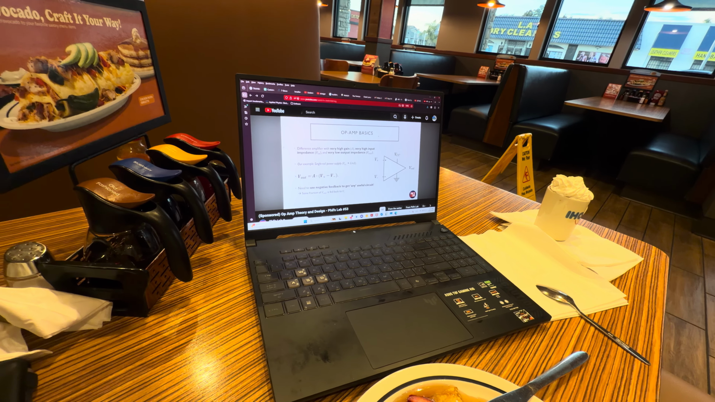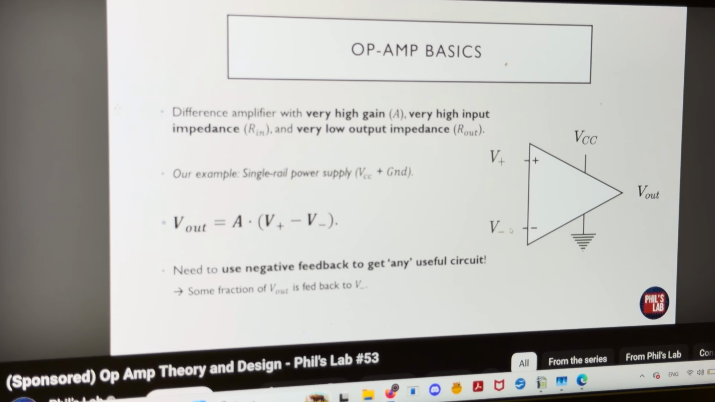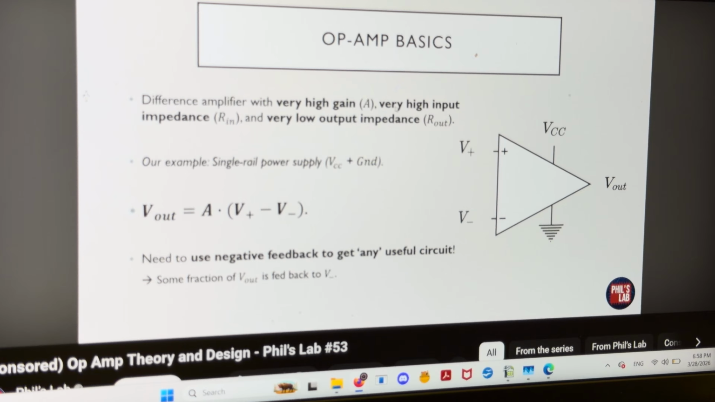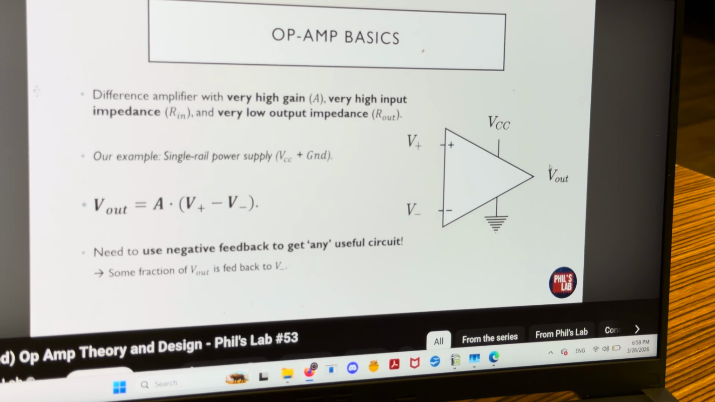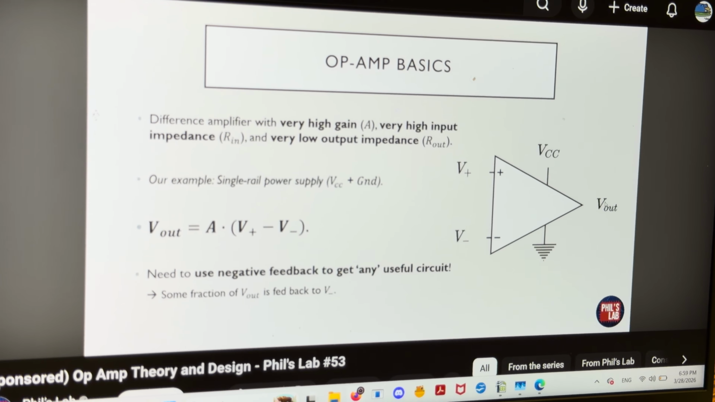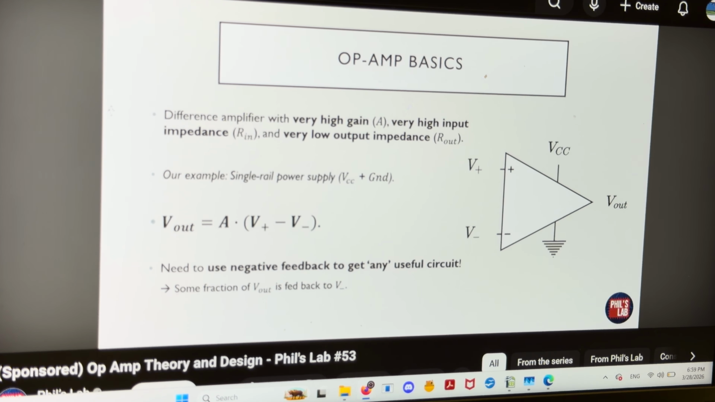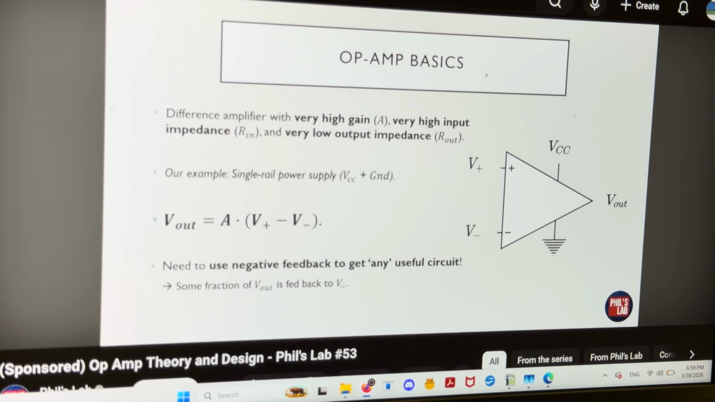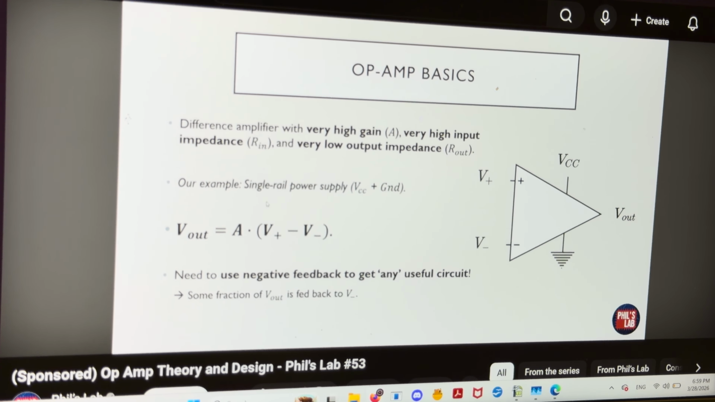Essentially this op-amp is a difference amplifier. Whatever input voltage we apply across these pins is subtracted, multiplied by a very high gain, we'll call that A, and fed to the output. Op-amps typically also have a very high input impedance, seen at the input over here, and a very low output impedance in the output. As I said before, op-amps typically require dual supplies, so a positive and negative one with respect to ground, but we'll be using a single rail supply for simplicity.